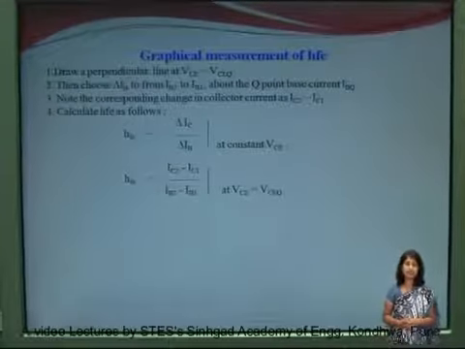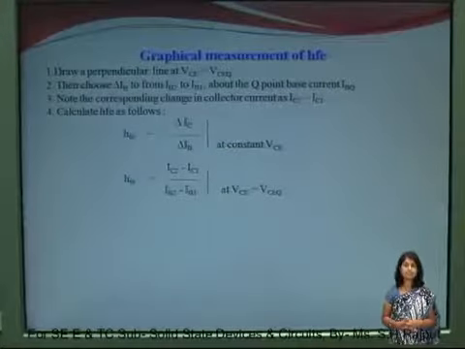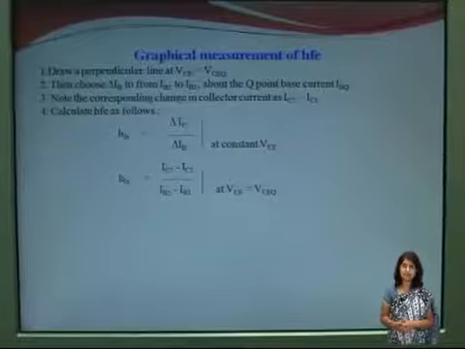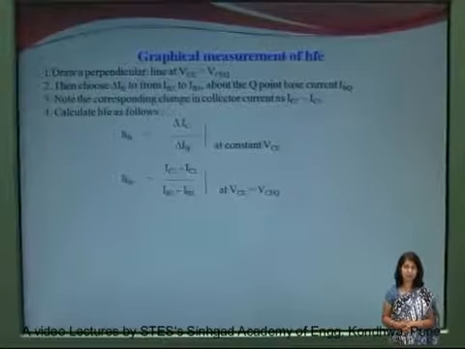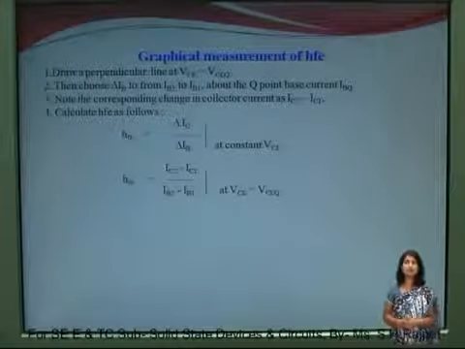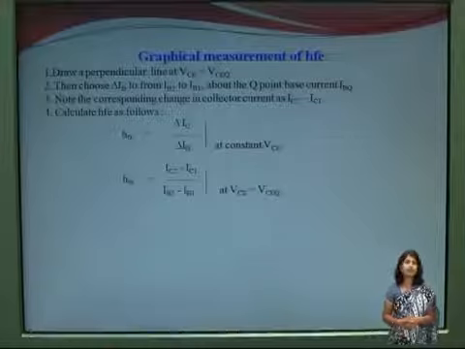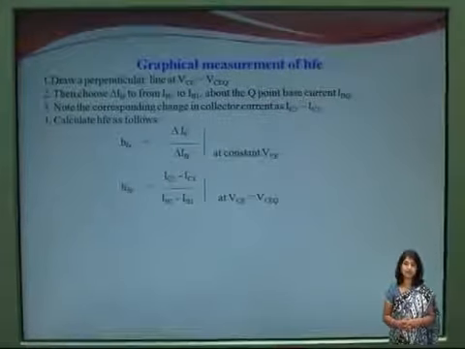Now here for hfe and hoe, we are going to consider the output characteristics curve of the transistor, where hfe is given by del IC by del IB, that is the change in collector current divided by change in base current. Now here we are going to draw a perpendicular line at VCE equal to VCEQ.